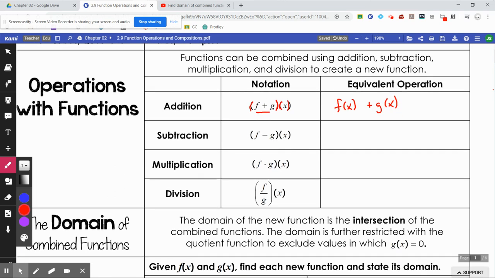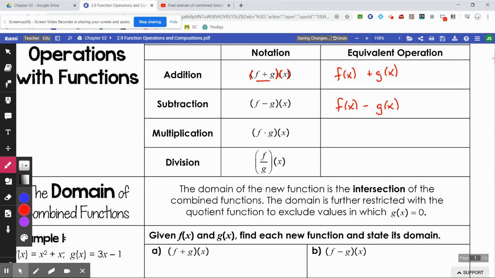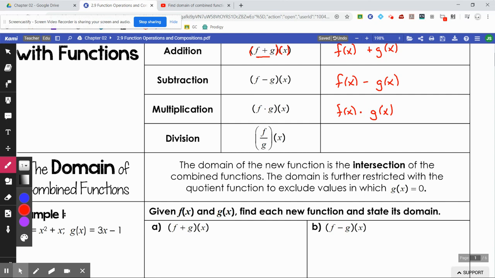The same way, and we probably know what the rest of these are now, (f − g)(x) would be f(x) minus g(x). It can be written either way. (f · g)(x) is f(x) times g(x). And then (f/g)(x) would be f(x) divided by g(x).